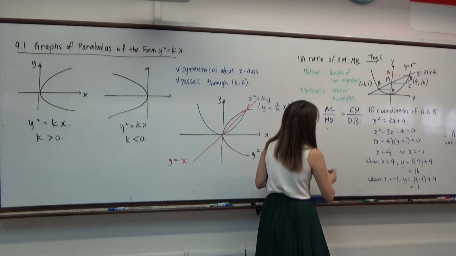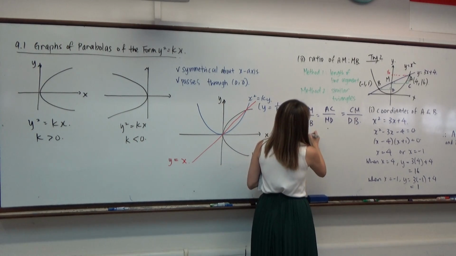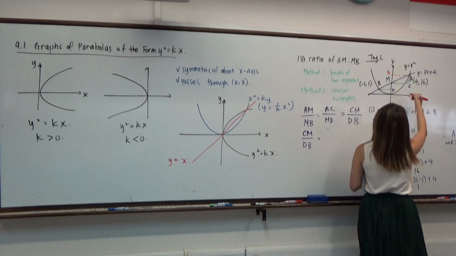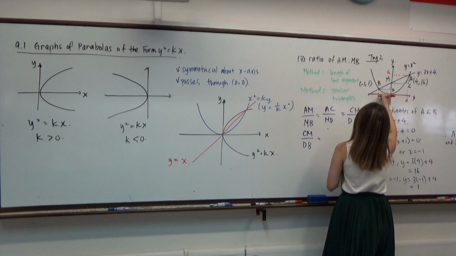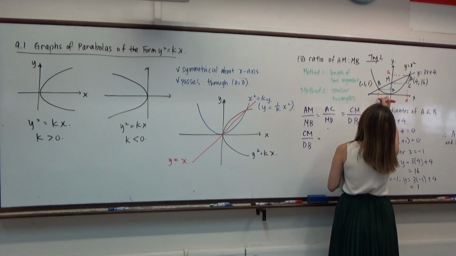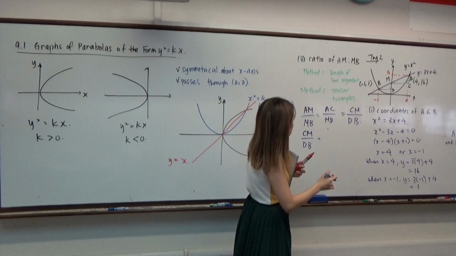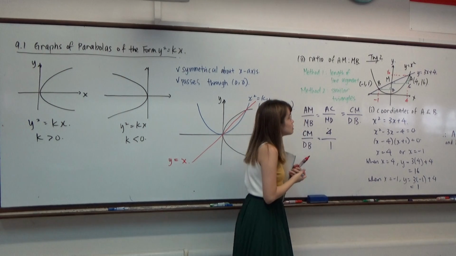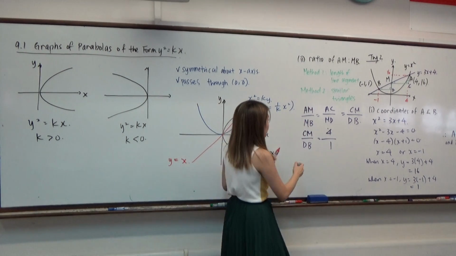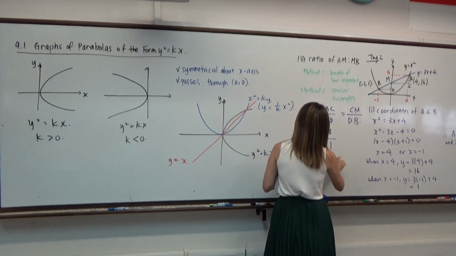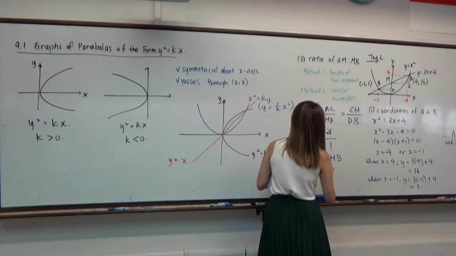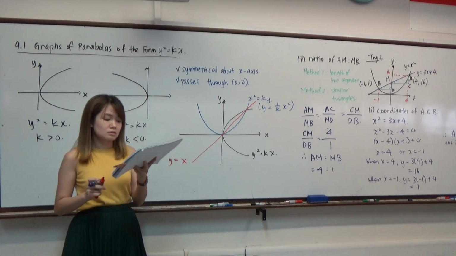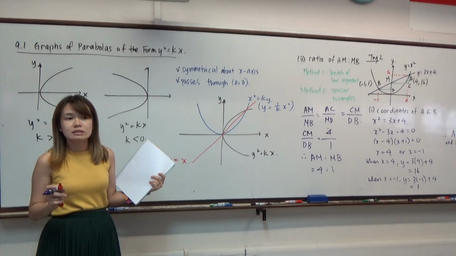If we want to skip having to find M, we can use CM over DB. Since they are all relative to the origin itself, C over here will be 4, and this will be negative 1. So CM will actually be 4 units, and then DB will be 1 unit, right? So therefore, AM to MB will be 4 is to 1. Do you all follow? Any questions?